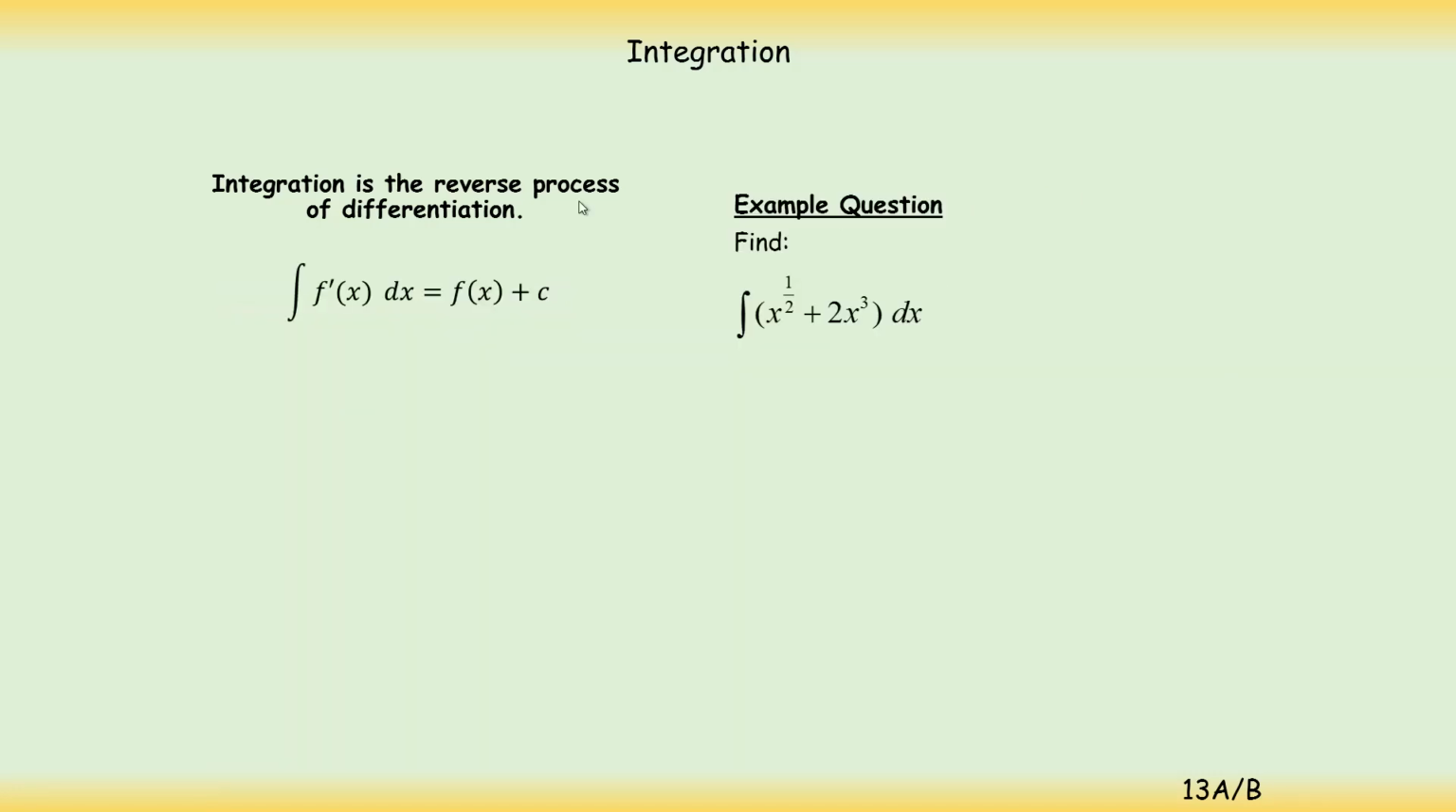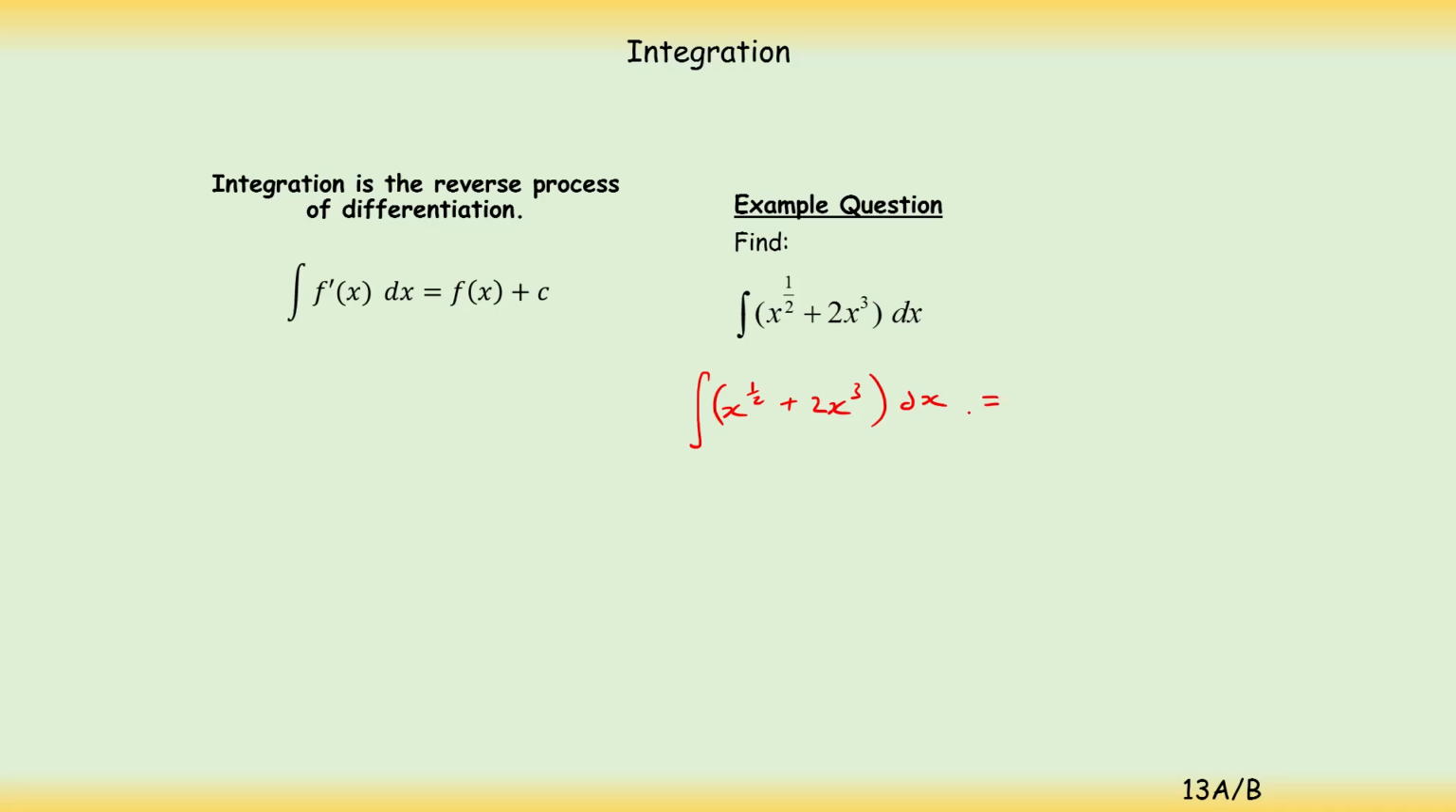Right then, so we want to integrate x to the power of a half plus 2x cubed with respect to x. So let's have a go. We want to find the integral of x to the power of a half plus 2x cubed with respect to x.